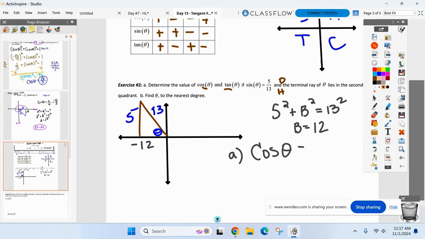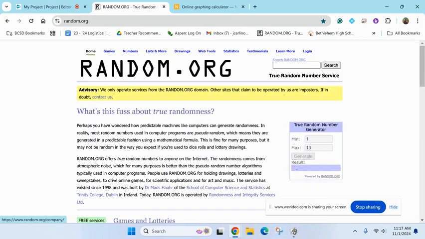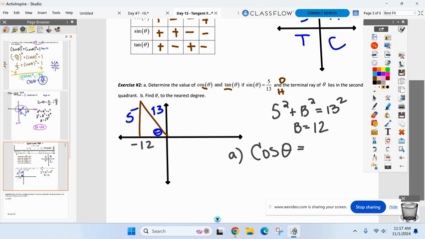Cosine theta. What's cosine equal to again? SOHCAHTOA. Cosine. Max, back to you. Adjacent over. All right, what's adjacent to that theta? Negative 12. Over the hypotenuse. Where's the hypotenuse? It's the top right, across from the angle. What number is it? 13. Thank you. 13.